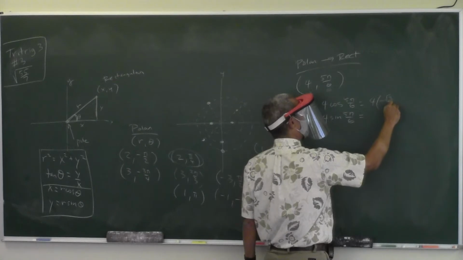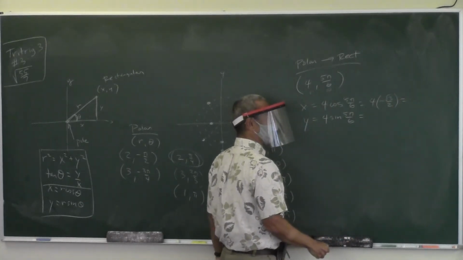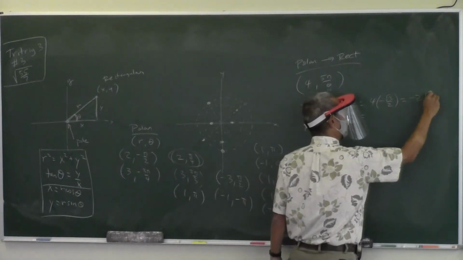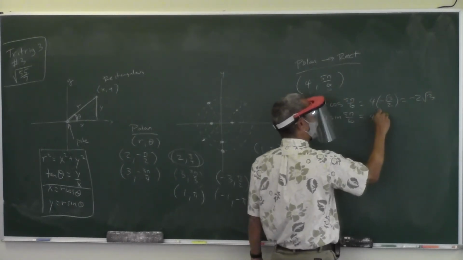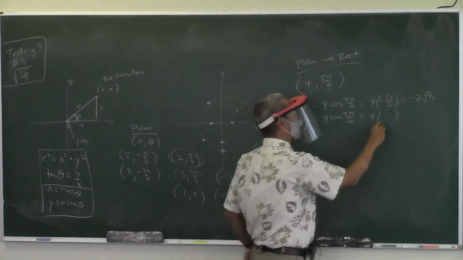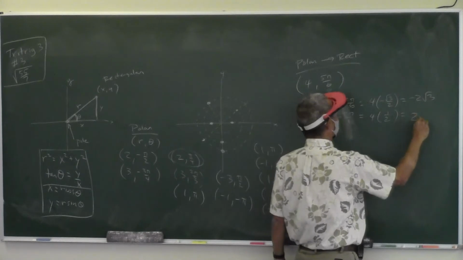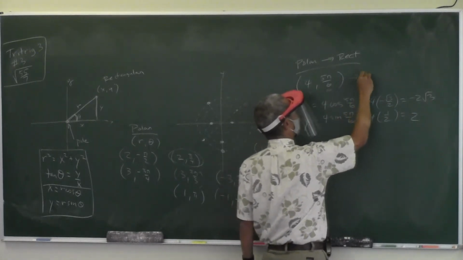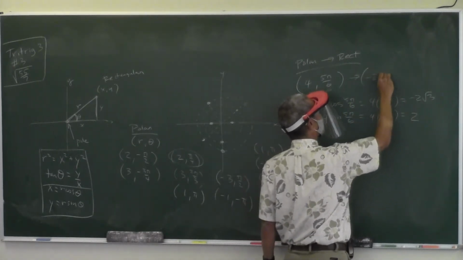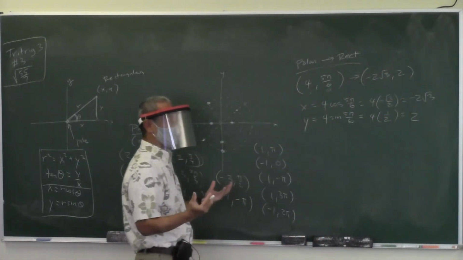Negative root 3 over 2. And of course that will simplify to negative 2 root 3. What is the sine of 5 pi over 6? 1/2. And then of course that simplifies to 2. So if you want to convert this into rectangular coordinates, you will get negative 2 root 3, comma 2. To me, that's the simplest way.